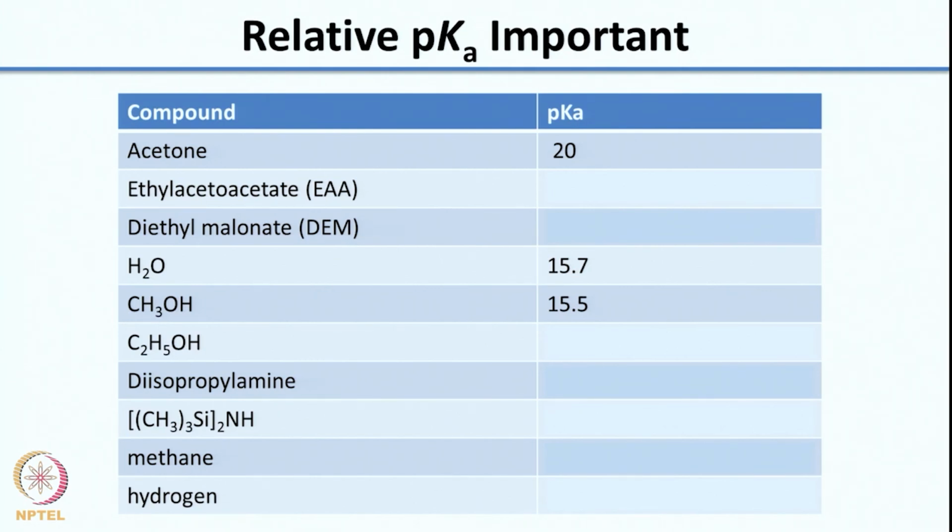If you do not remember the structure of ethyl acetoacetate, you have CH3, C double bond O, CH2. This is the acidic proton that we are talking about. So, this is ethyl acetoacetate, and diethyl malonate, the structure is here. Again, these are the protons we are looking at.